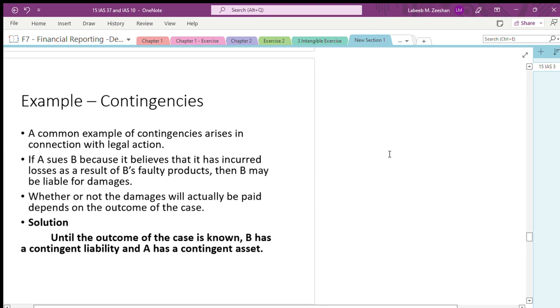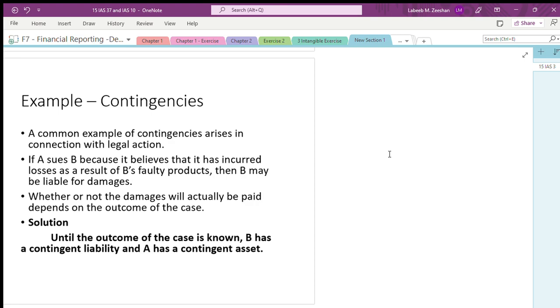They are talking about the same thing. A common example of contingencies: what are contingencies? It may or it may not arrive. If A sues B legally, legal cases. Just understand it, okay? That's the basic thing.